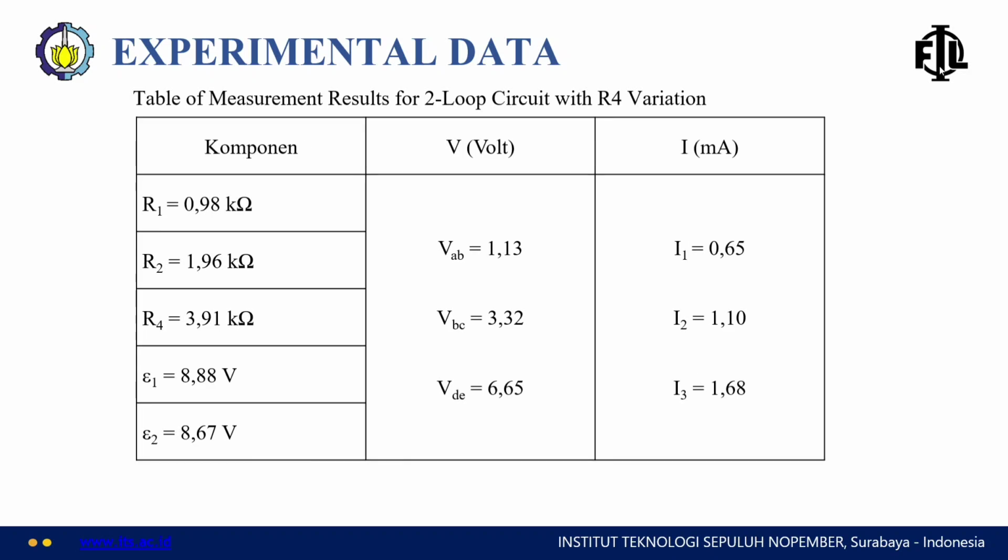Now, we move on to measurement result for a double loop circuit with variation in resistor number 4. As before, the main difference lies in the third row. In the previous variation, it was resistor number 3, but here it is updated to resistor number 4. The voltage across each resistor is measured, along with the current flowing through each one.